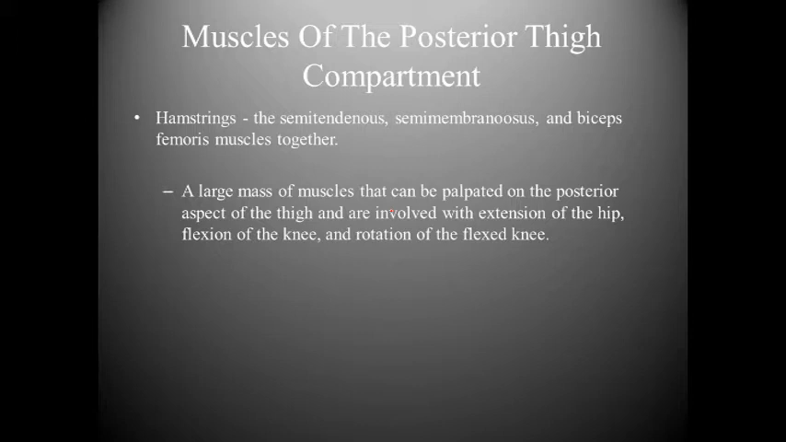That brings us to the muscles of the posterior thigh compartment. We've all heard of these, the hamstrings. This includes the semitendinosus, semimembranosus, and the biceps femoris muscles, all combined together, which is collectively known as the hamstrings. What you need to know about the hamstrings is that they are a large mass of muscles that can be palpated on the posterior aspect of the thigh and are involved with the extension of the hip, flexion of the knee, and rotation of the flexed knee. All of these work together to perform some very vital functions of the leg.